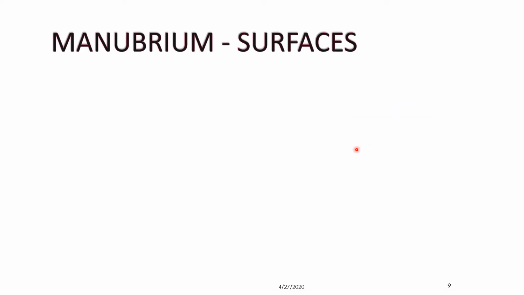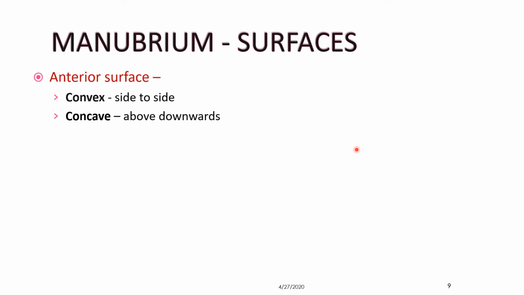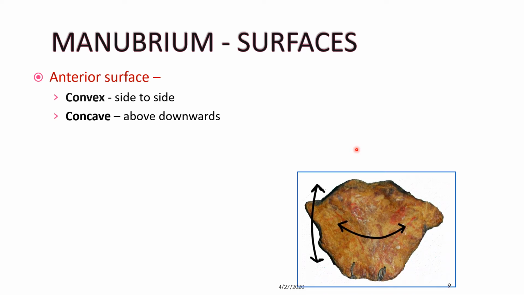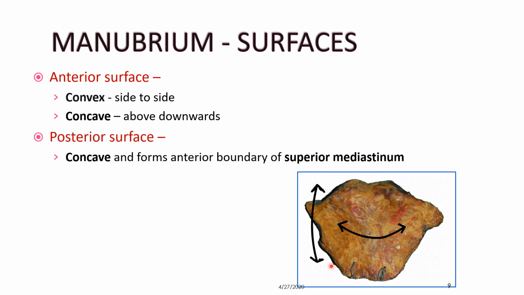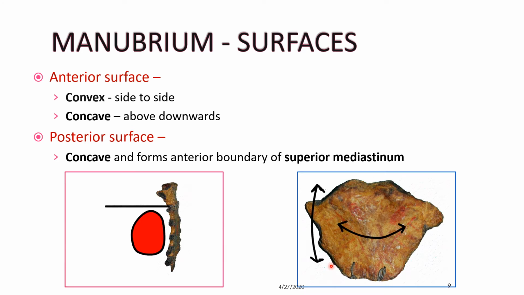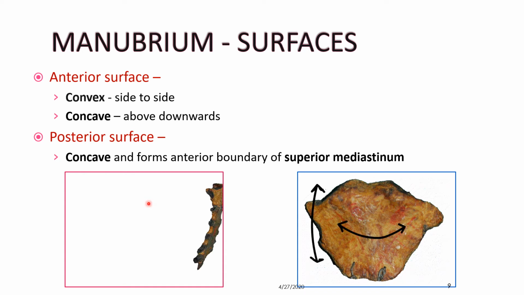Coming to the surfaces of the manubrium, it presents an anterior surface which is convex from side to side and concave from above downwards. Then there is a posterior surface which is concave and forms the anterior boundary for the superior mediastinum. So this only you have to consider, because this is the posterior surface of the manubrium and this is the posterior surface of the body of the sternum. So, the posterior surface of the manubrium is concave and forms the anterior boundary of the superior mediastinum.